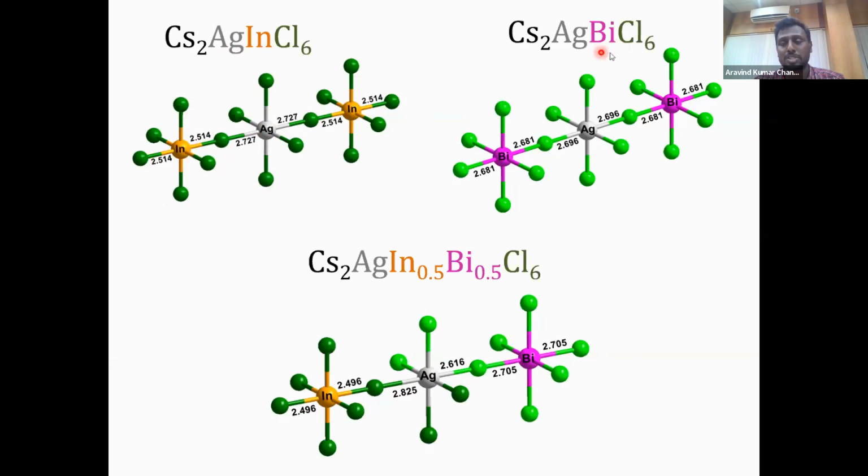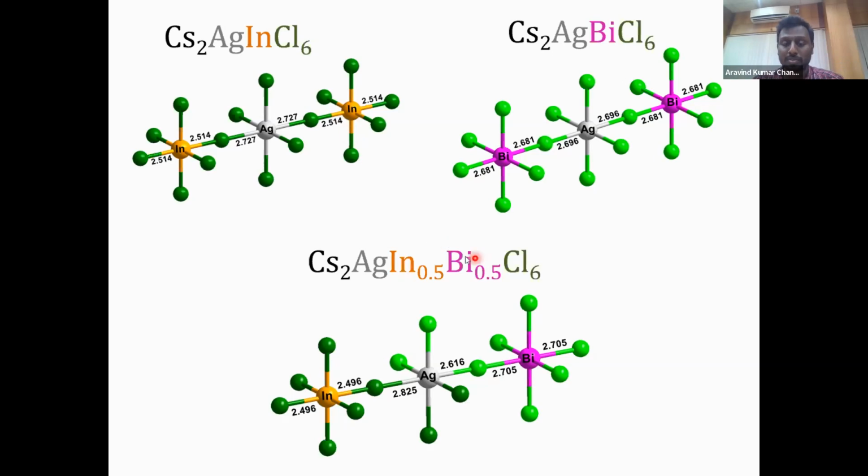Now let me look at the bismuth-based one independently. Now I've not mixed anything. There is only one monovalent site, which is Ag+, and bismuth is a trivalent site, which is that M2 site which I've shown in the previous slide. You could see that even with bismuth, all the atoms around the bismuth have the same bond length. Similarly, all the bonds of Ag and Cl are the same. Now you can see one difference here. Bismuth and chloride has a bond length of 2.68, whereas indium and chloride is 2.51. Now I'm already seeing a difference.